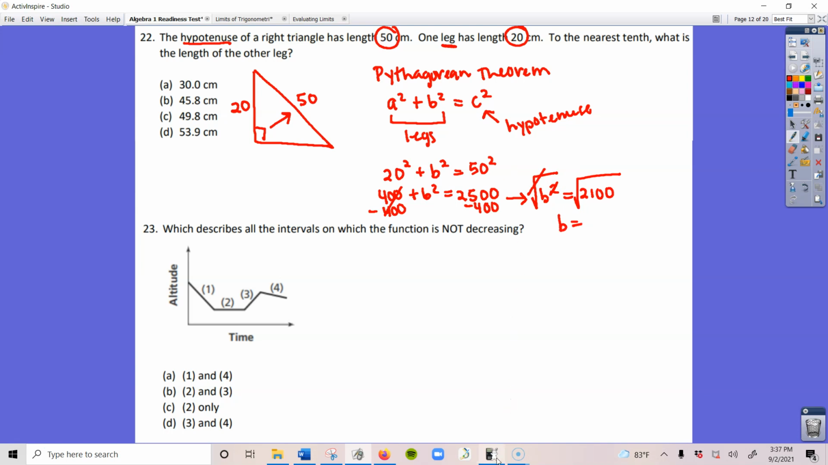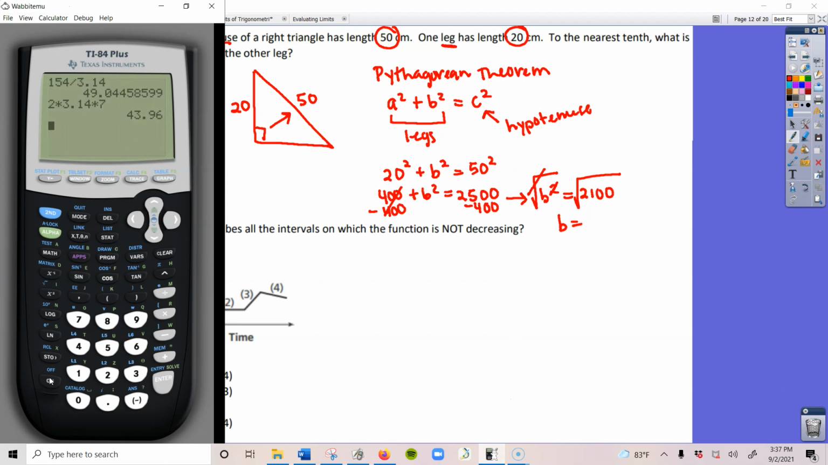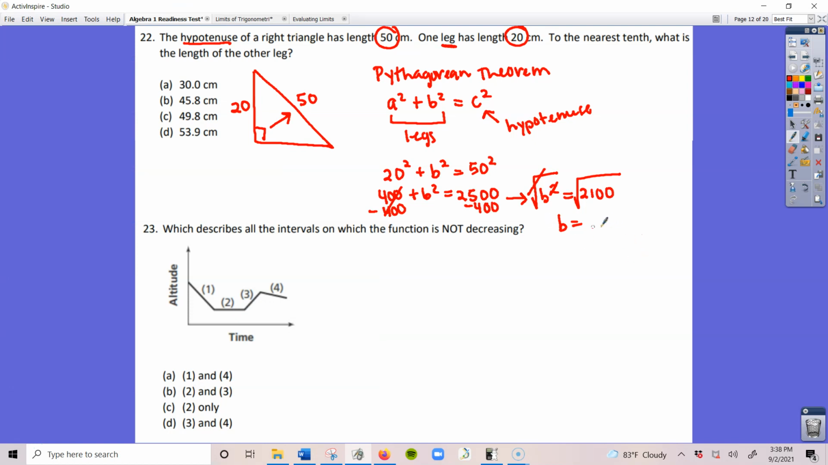This is something you would do with your calculator. So here is my square root symbol in light blue. If your calculator has a square root symbol in a different color, look for the button in that color. In my case, it's this button here. So I press that first, and then I press that button that's underneath the blue square root. And see how it pops up. And then I put 2,100, and I get as my answer 45.82 whatever. So 45.83. Which my answer here would be the 45.8.